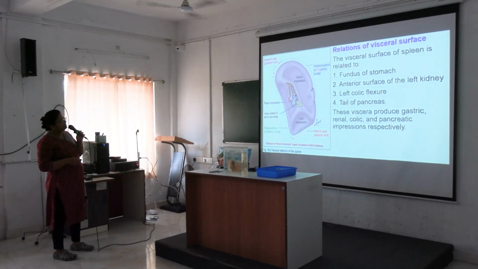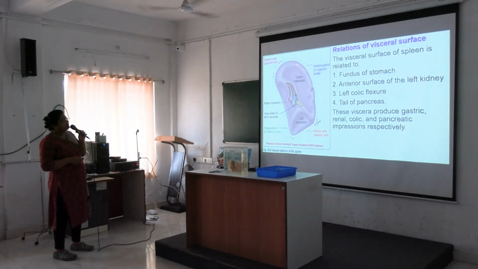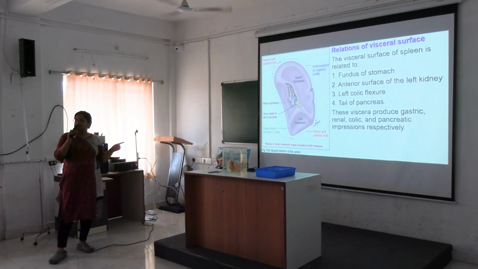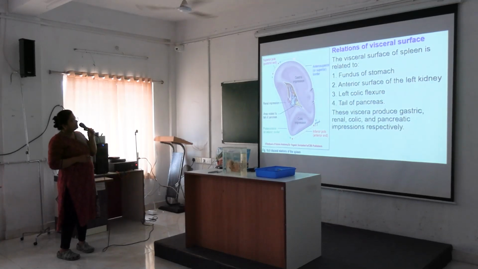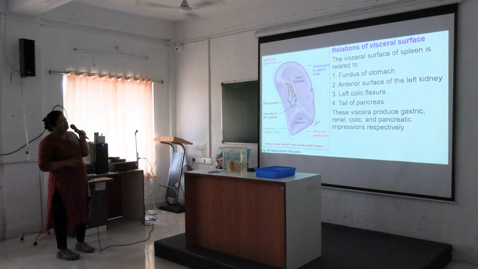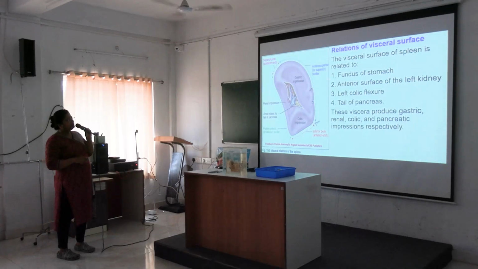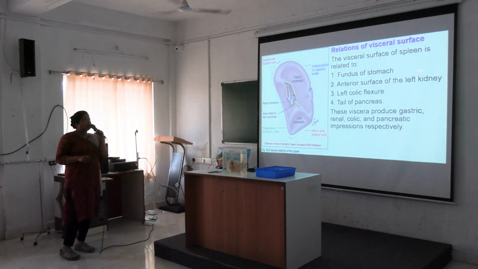Next, visceral relations. Here is the gastric impression, related to the fundus of the stomach. Visceral relations are asked in your viva, very, very important. So, this is the gastric impression related to the fundus of the stomach. Here, the anterior surface of the left kidney. This is the renal impression, which comes in contact with the anterior surface of the left kidney.